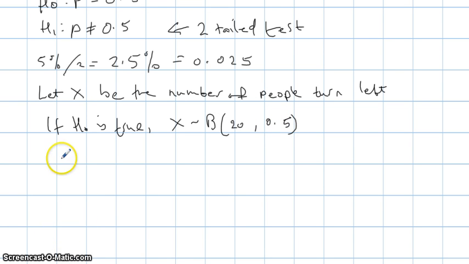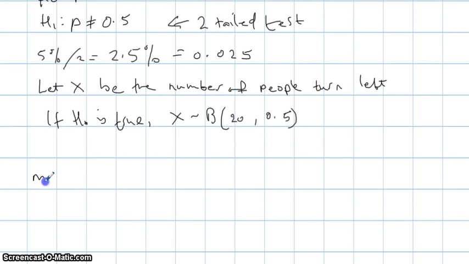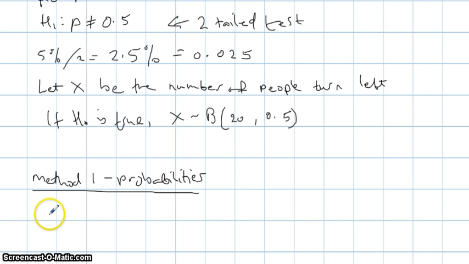Now, we have two methods again. We can either just compare the probabilities either side and conclude that way. So let me do that method first, and then the second method is where we have to find the actual critical regions themselves. So method one, let's use probabilities.